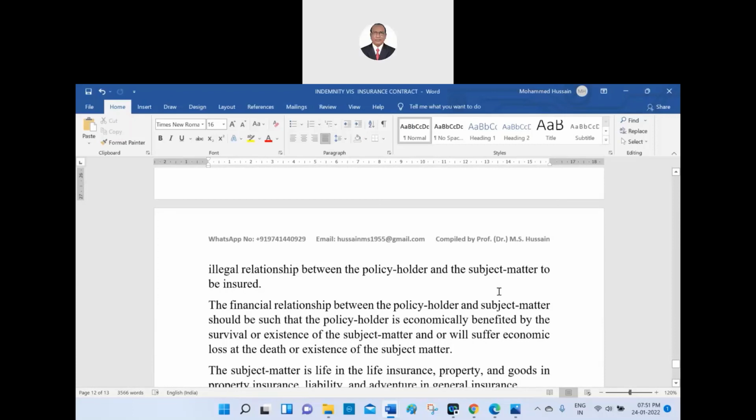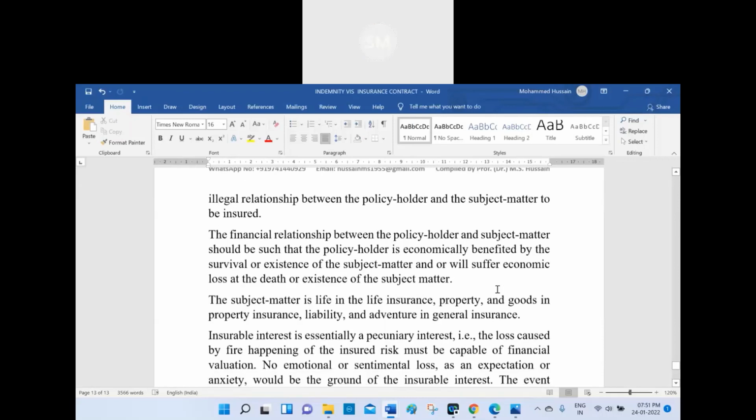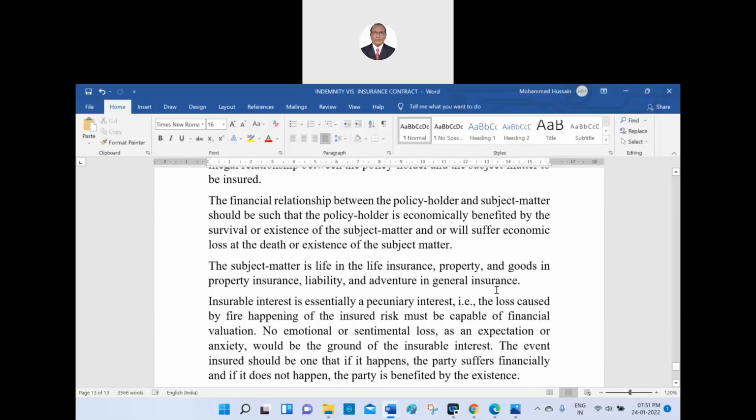Of course, there has to be legality, and only then can he insure it. Somebody's property, you cannot insure unless you are the owner of the property. The financial relationship between the policyholder and the subject matter should be such that the policyholder is economically benefited by the survival or existence of the subject matter, or will suffer economic loss at the death or destruction of the subject matter. Unless you have an interest in the subject matter, you don't insure it. Am I right? Yes, sir. The subject matter is a life in life insurance, property and goods in property insurance, or liability or adventure in general insurance.